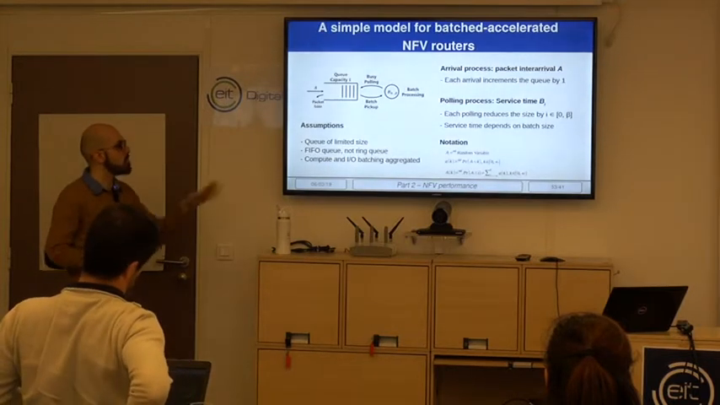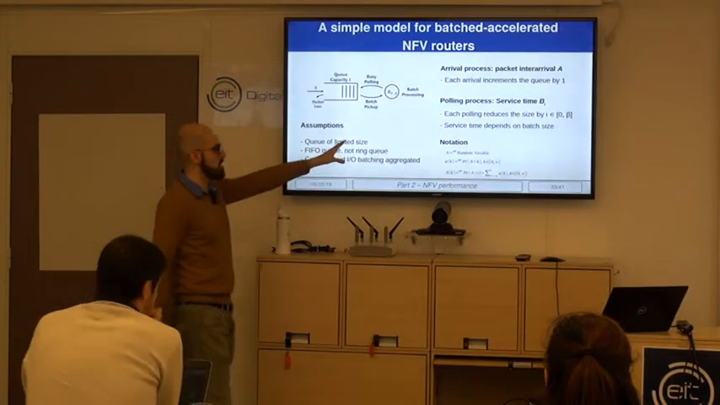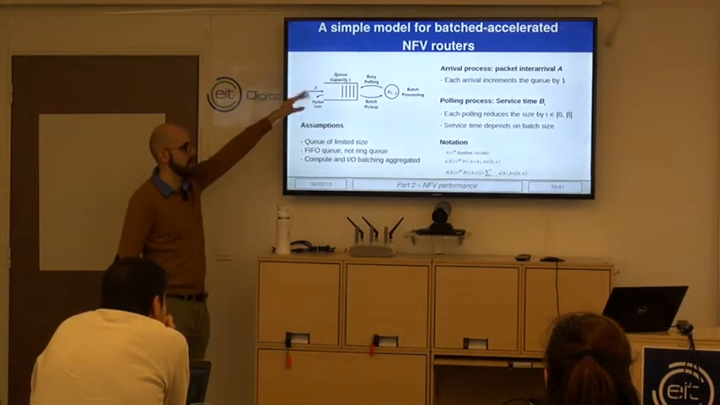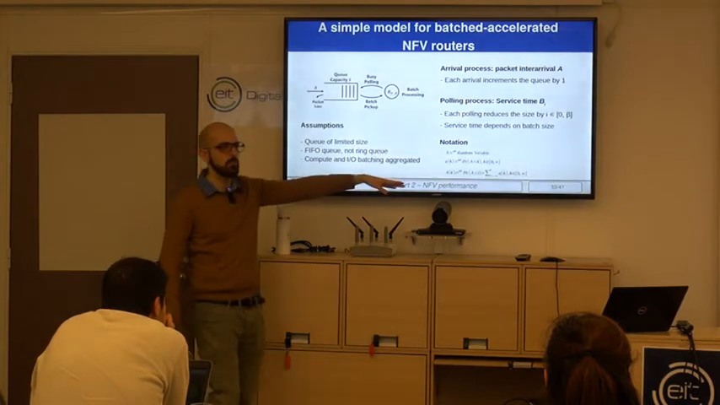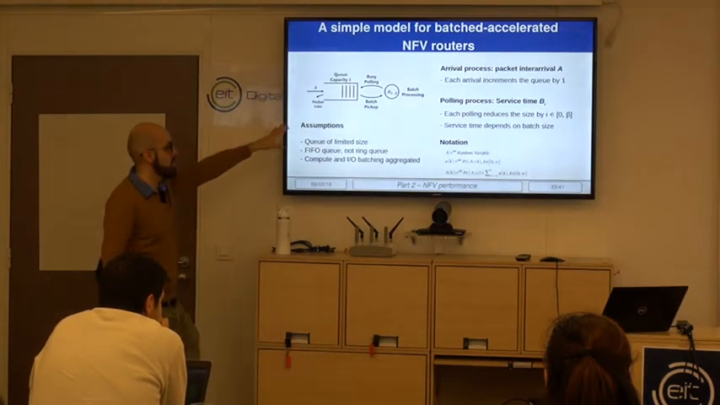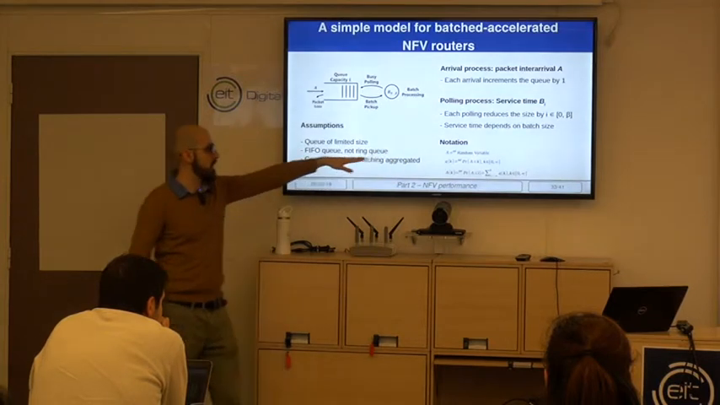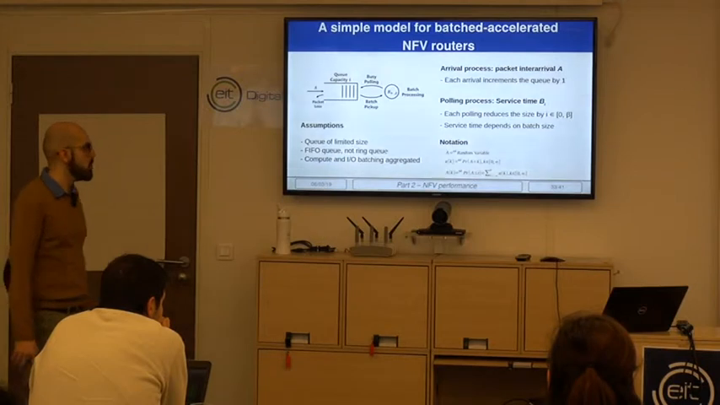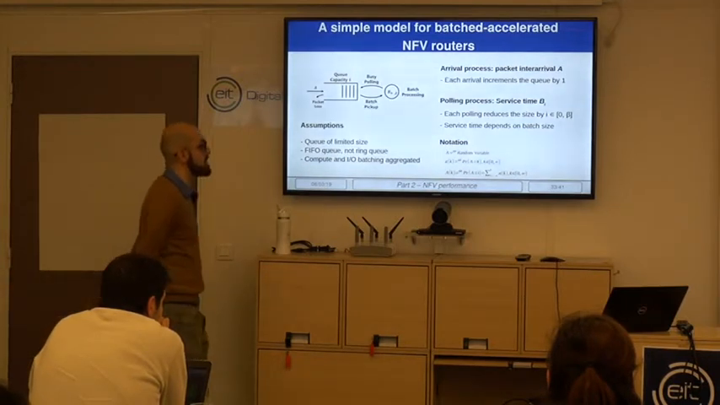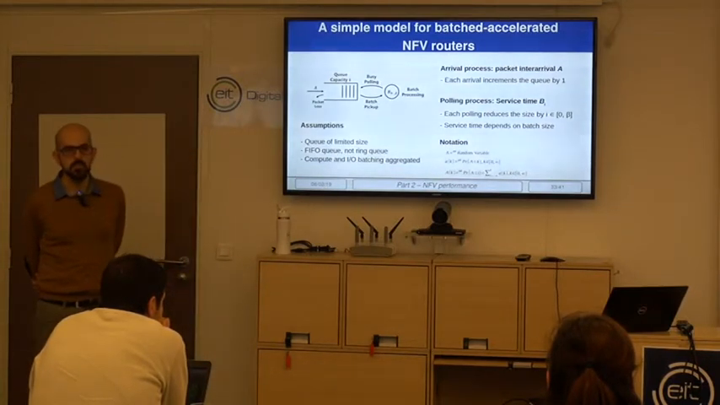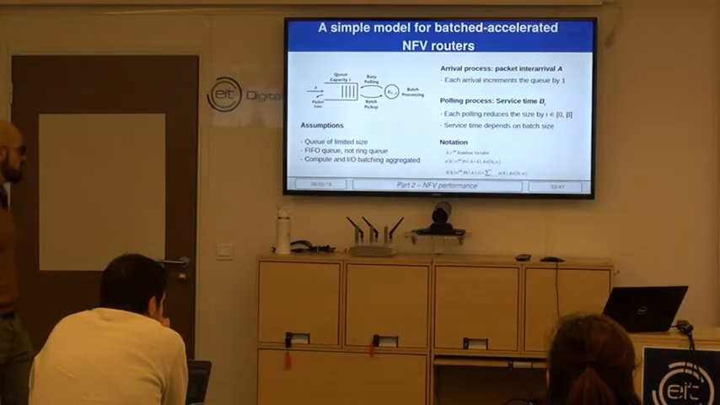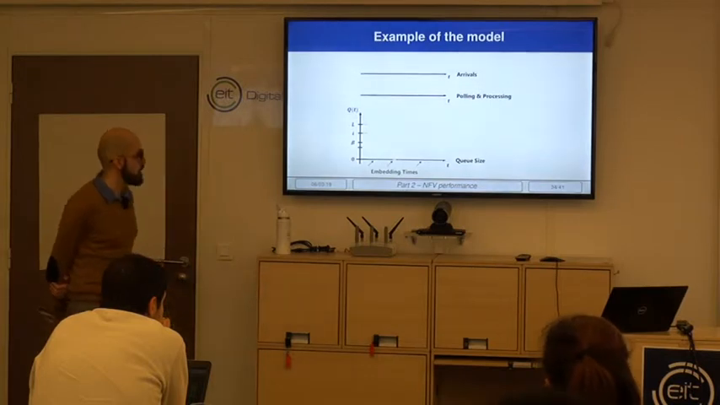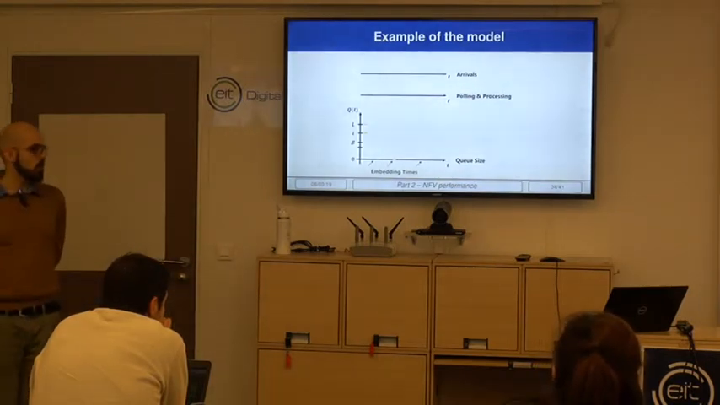Then, for the rest of the talk, I introduce here the notation. Any capital letter is a random variable. The small letter, a(k), is the probability density function, while the capital A(k) is the cumulative distribution function, the cumulative probability. Given that, I will show you an example of how the model works.